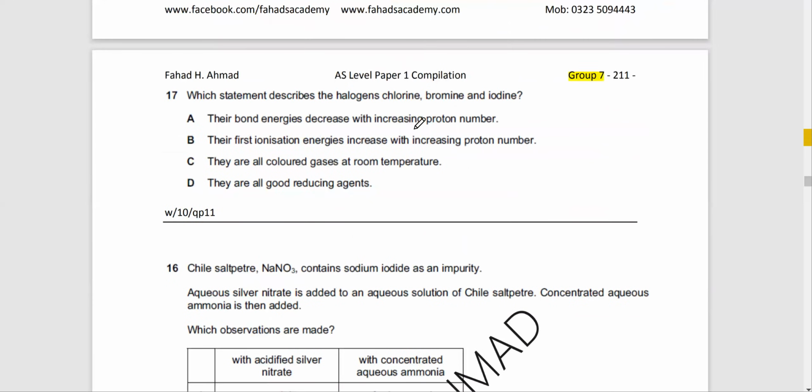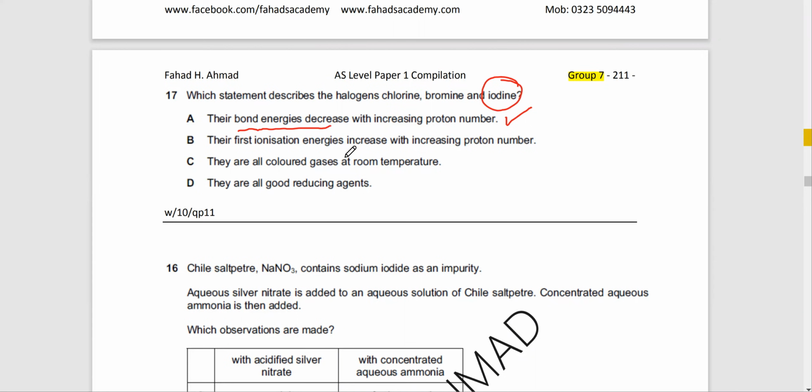The next one is which statement describes the halogens chlorine, bromine, and iodine? Their bond energies decrease with increasing proton number. That is correct. Why is that correct? Because the bigger the atom, the weaker the bonds. So the bond energy would decrease. Bigger atoms form weaker bonds. The rest are therefore all incorrect.